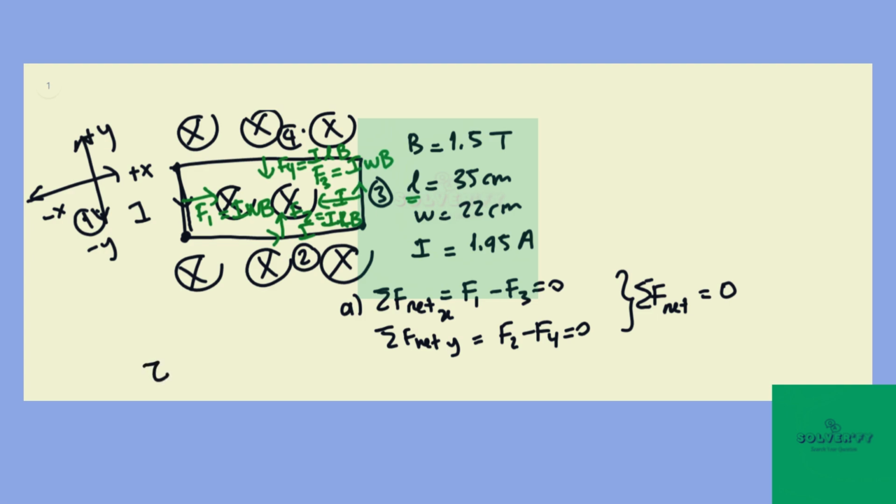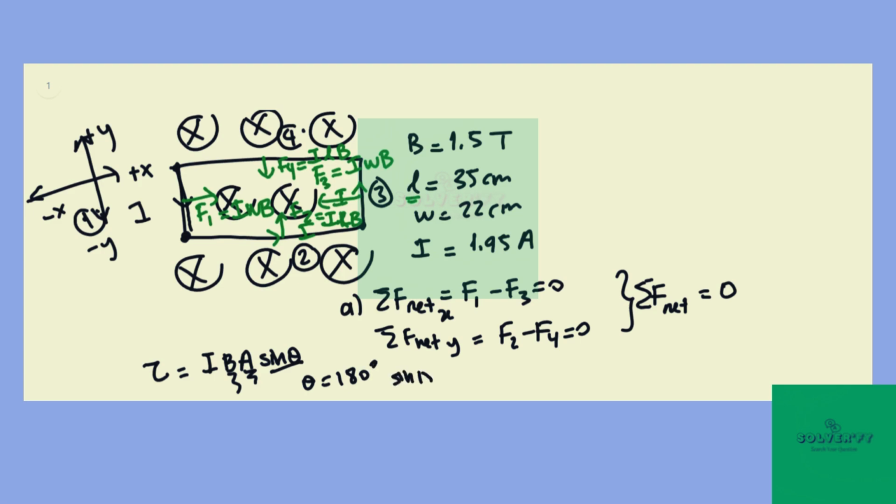Now, when it comes to torque, let's remember the equation for torque. I times B times A times the sine of the angle between A and B, right? So in this case, the direction of A is actually out of the board towards us. This is the direction of A. The direction of B is, as you know, into the board. So the angle between the two, theta, is basically 180 degrees.